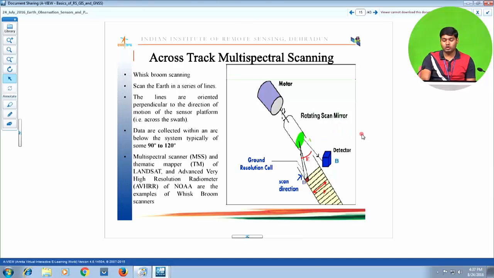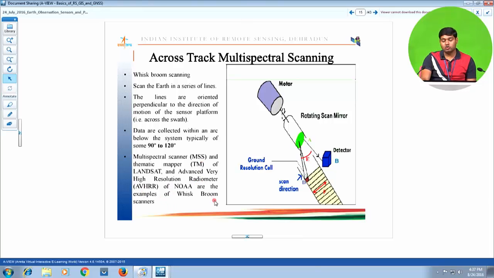Then please remember, for each particular wavelength, suppose you have a multispectral sensor with 5 bands: blue, green, red, near infrared, or short wave infrared. For those bands, the detectors are all different. So for different bands, different detectors are acquiring the data.